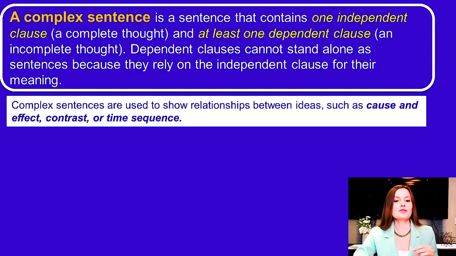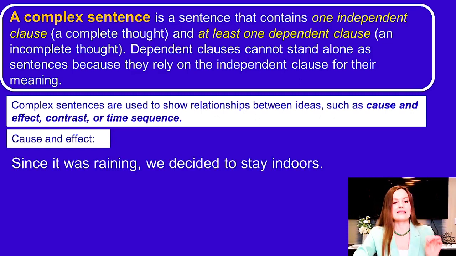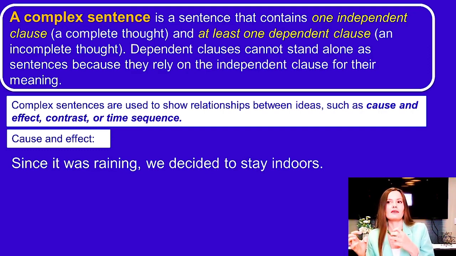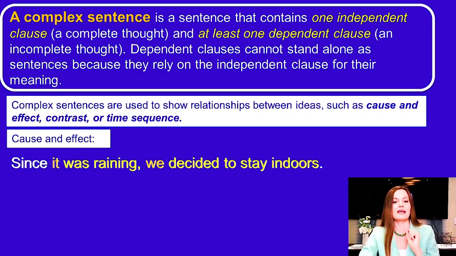Complex sentences are used to show relationships between ideas, such as cause and effect, contrast, or time sequence. Let's begin with a cause and effect. For example, since it was raining, we decided to stay indoors. Okay, let's first find the independent clause, the one that can exist by itself. It doesn't need any other additional explanation if we don't want to add that. Yes, you're right. We decided to stay indoors.